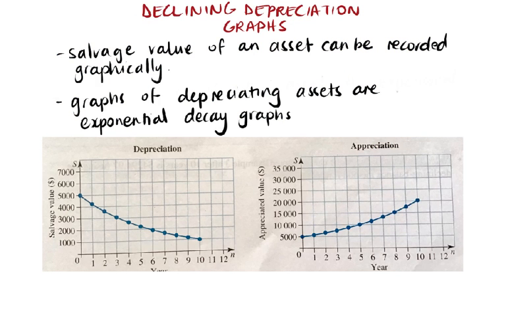The salvage value of an asset can also be recorded graphically. You may recall from our previous topic that graphs of assets that are appreciating by compound interest are exponential graphs. The graphs of depreciating assets are also exponential graphs, but the values are decreasing. So the graphs show an exponential decay instead of a growth. And you can see 2 examples below.